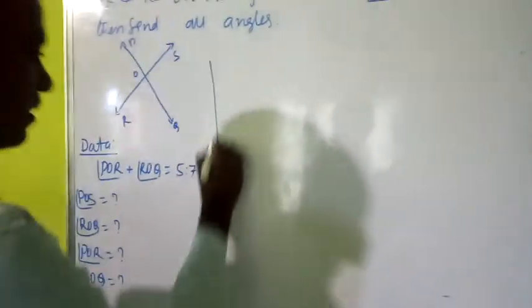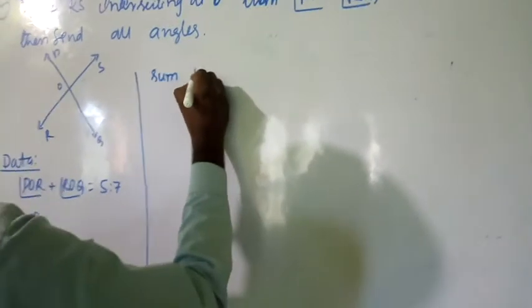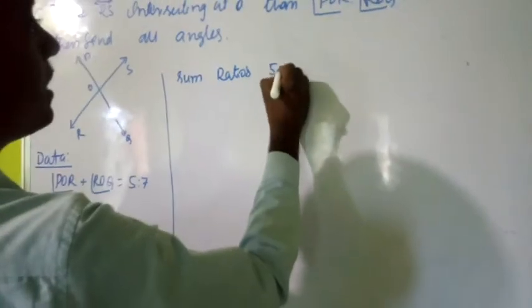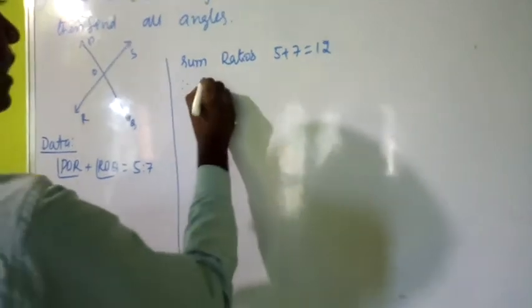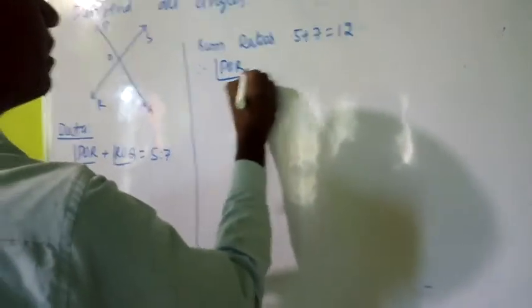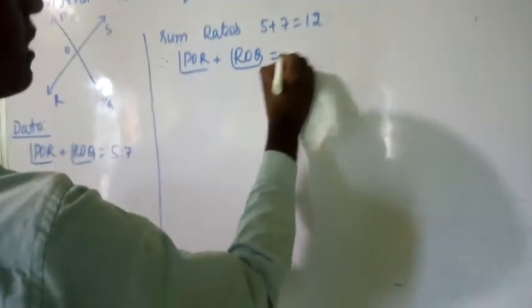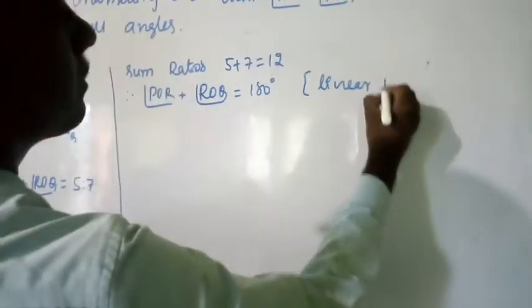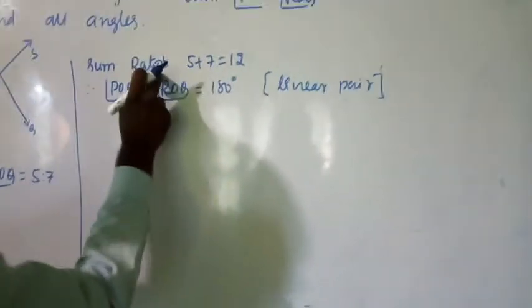Okay, for this we have a solution here. Sum of ratios, that is 5 plus 7, is equal to 12, because angle POR plus angle ROQ is equal to 180 degrees. So this is a linear pair. Correct? Yes. Alright. The sum of two angles is equal to 180. Their sum of ratio is equal to 12.